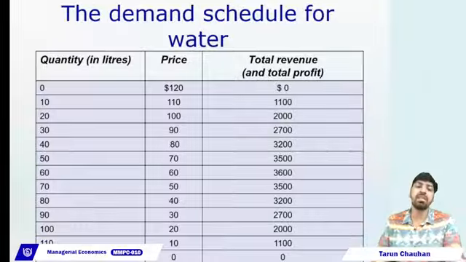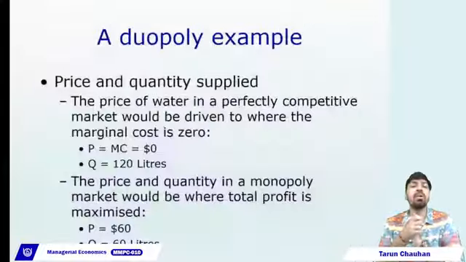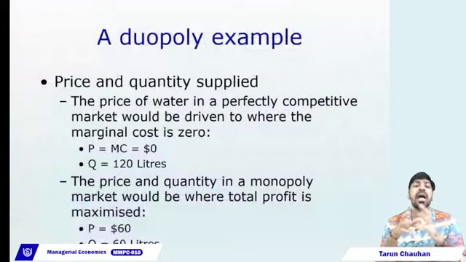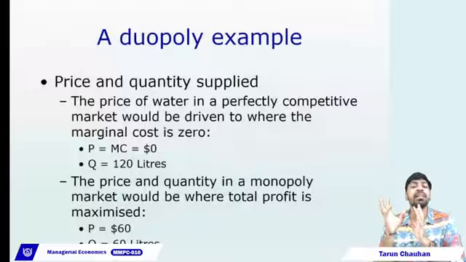Duopoly: here we are talking about the price and quantity supplied where the marginal cost equals the price, and the price and quantity in such a market where the total profit could be maximized.